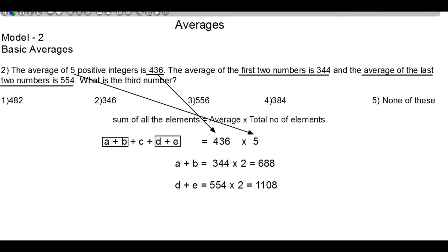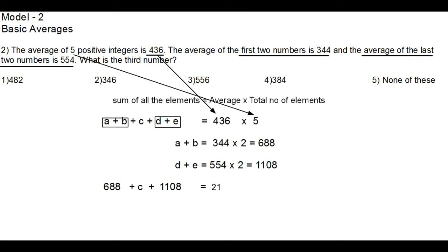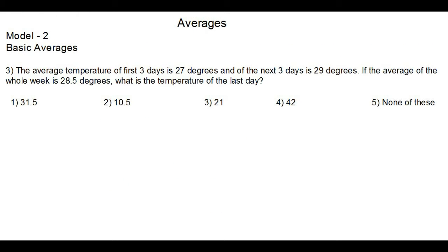So by substituting these 2 values in the first equation, we can say that 688 plus C plus 1108 should be equal to 2180. So from this, C will be equal to 2180 minus 688 minus 1108, and this comes out to be 384. Let us now discuss one more example based on the basic idea of average.